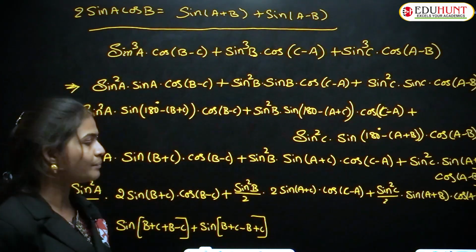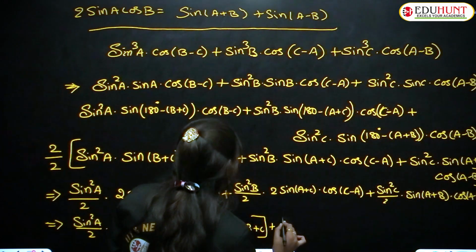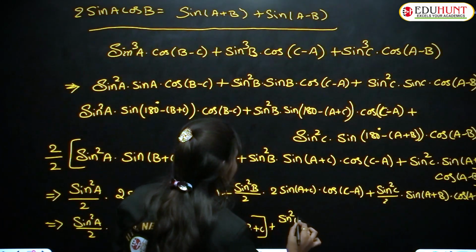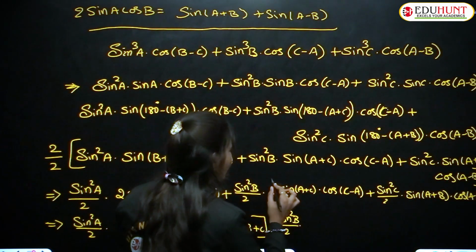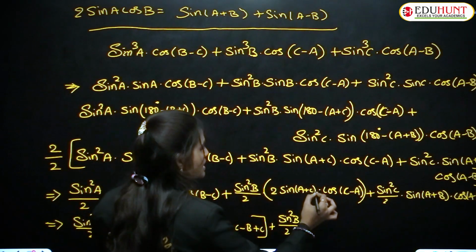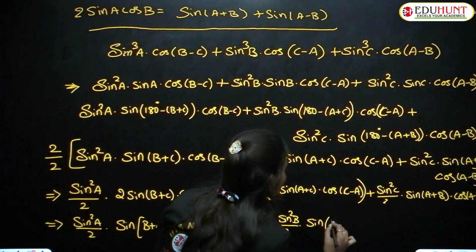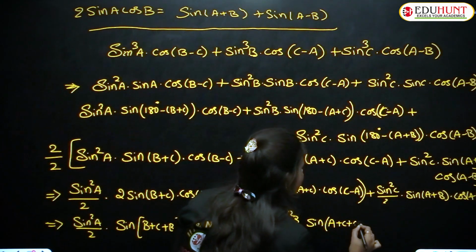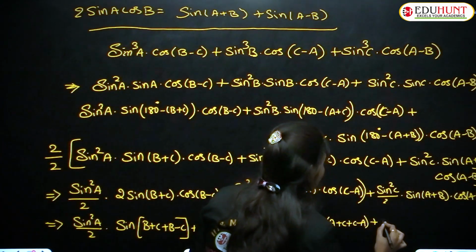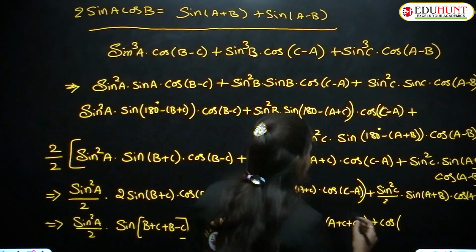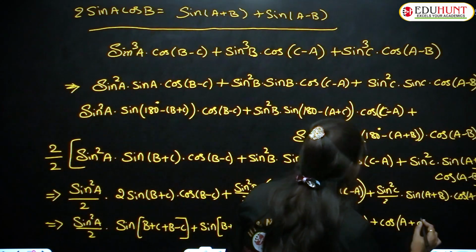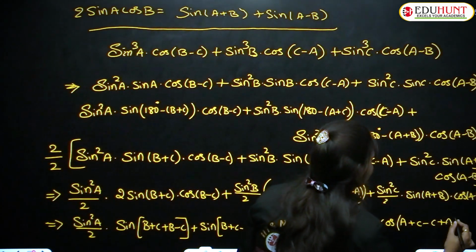So apply that one here. Plus the second one, sin square b by 2 into, here again 2 sin a cos b, again sin of a plus b, plus cos of a minus b. So a plus c minus a, so a plus c minus c plus a.